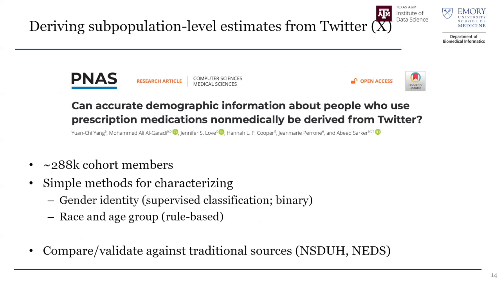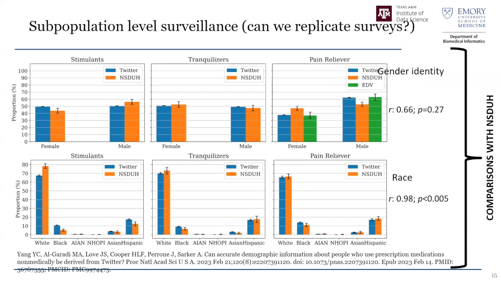Obviously, we will not have it for everyone, but even if we have that information self-disclosed for a sample, can we then use that and compare it to what we find from the survey-based metrics? So that is what we did in this article we published in the Proceedings of the National Academy of Sciences using 288K cohort members. And I'll be honest with you, I was pleasantly surprised at how good the estimates were, or how close the estimates were to real life, especially in terms of race.